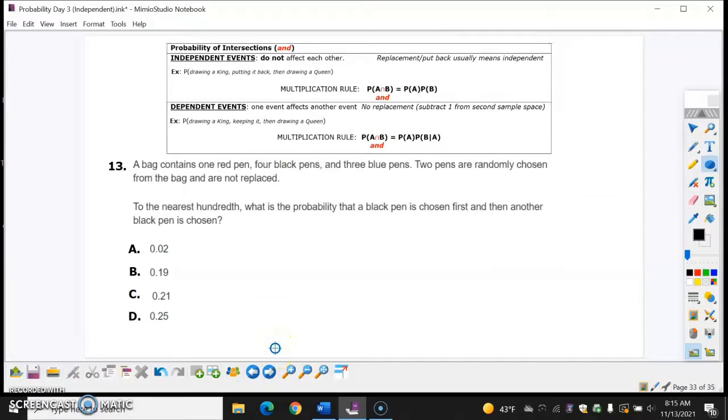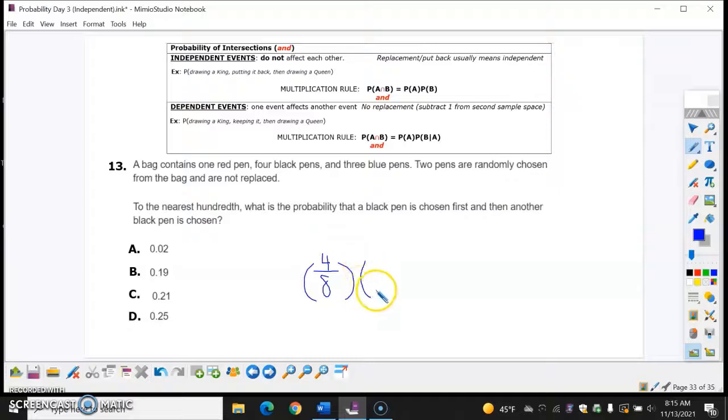A bag contains 1 red pen, 4 black pens, and 3 blue pens. 2 pens are randomly chosen, not replaced. What's the probability that a black pen is chosen first and then another black pen? All right, I know you can figure that one out. If we do 1 plus 4 plus 3, there are overall 8 pens to choose from. And how many of those are black pens? There would be 4 out of the 8 that are black pens.